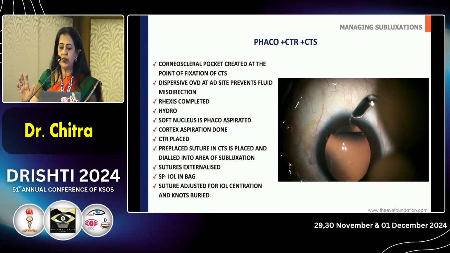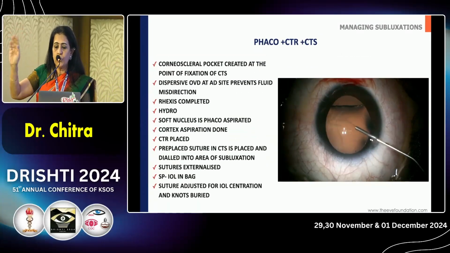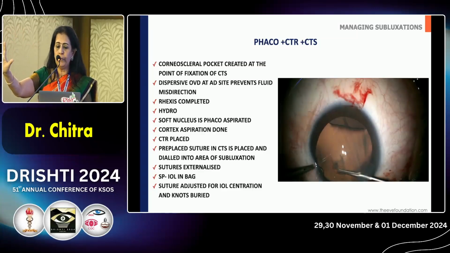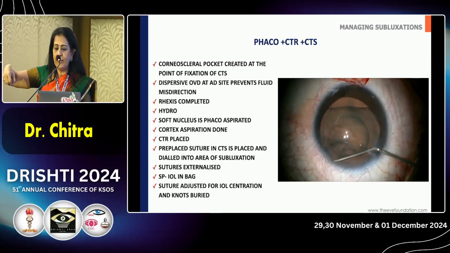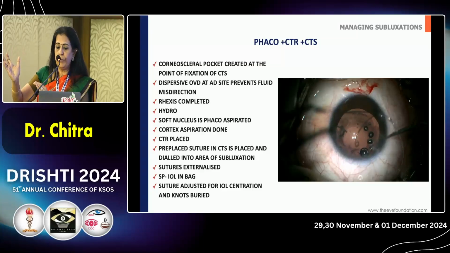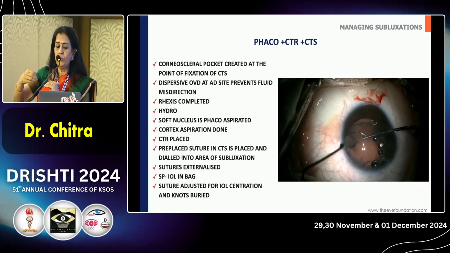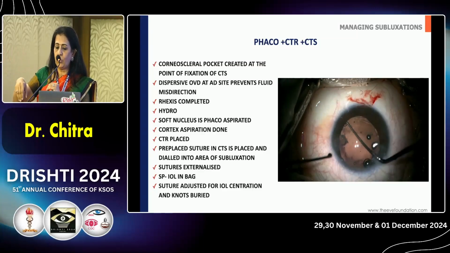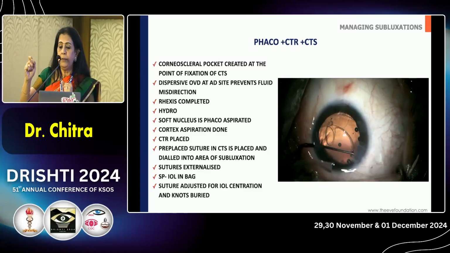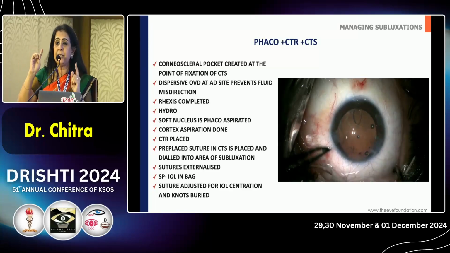Now, this is a case where there's a coloboma there. So I make a Hoffman's pocket, inject viscoelastic to prevent fluid misdirection there, plan my rhexis away from the area of zonular weakness, because closer to the zonular area, there could be a rhexis extension. And then I do an IA and remove the cortex, and the nucleus. And now I place my CTR, but I'm placing my Ahmed segment too.